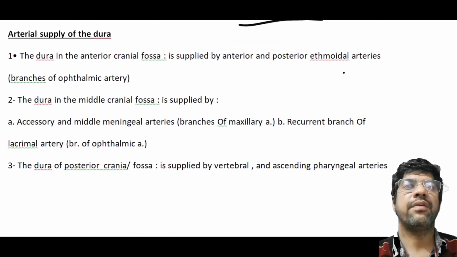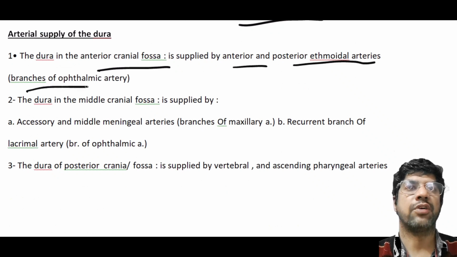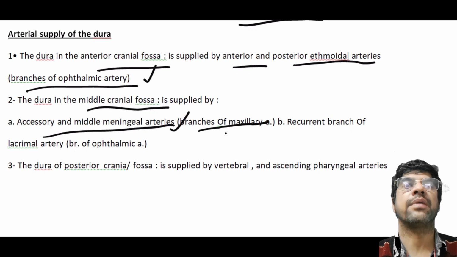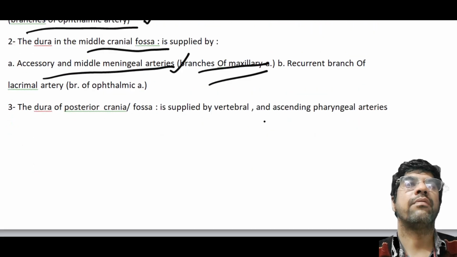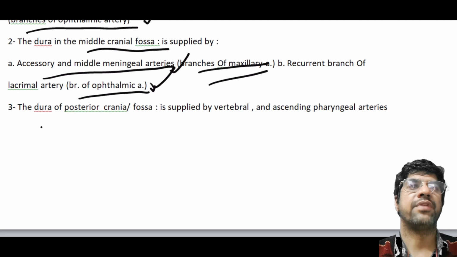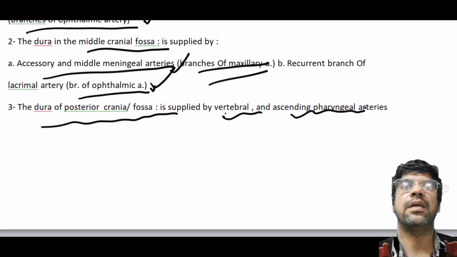Coming to the arterial supply of the dura, the dura in the anterior cranial fossa is supplied by the anterior and posterior ethmoidal arteries, branches of the ophthalmic artery. The dura in the middle cranial fossa is supplied by the accessory and middle meningeal arteries, branches of the maxillary artery, along with the recurrent branch of the lacrimal artery, a branch of the ophthalmic artery. The dura of the posterior cranial fossa is supplied by the vertebral and ascending pharyngeal arteries.